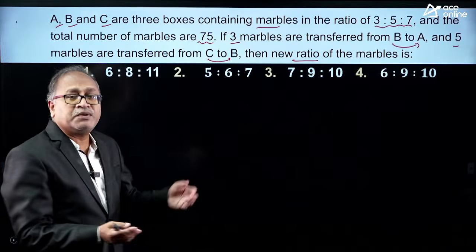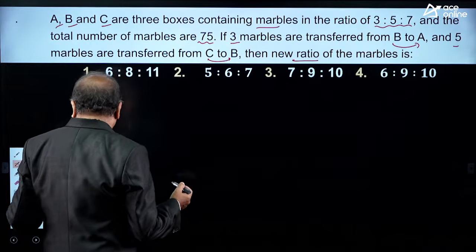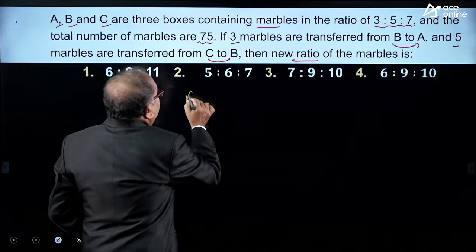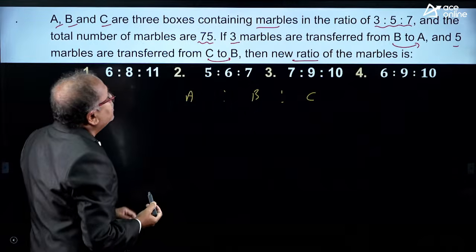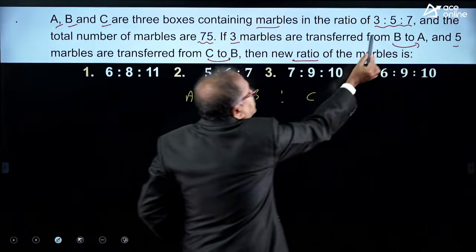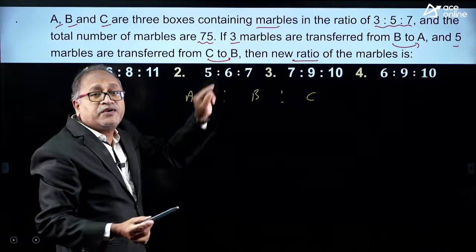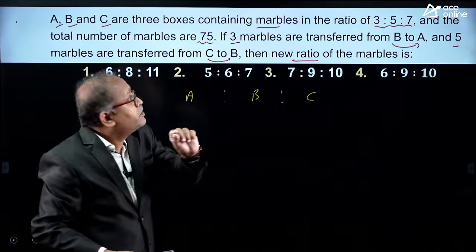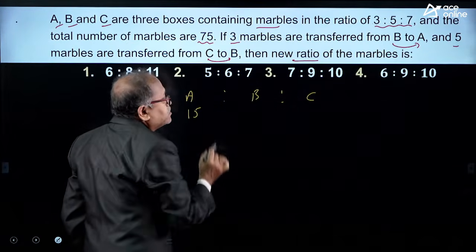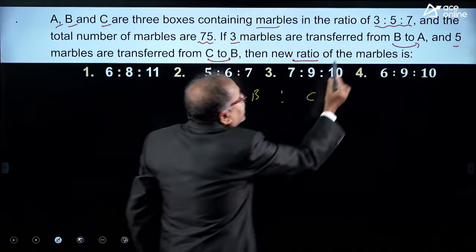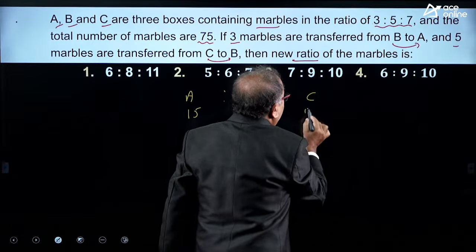This is a basic question. I will explain it, but there is nothing to learn in this particular question. Still, I gave this question to you. That is A is to B is to C, and what is the total? That is 7, 10 and 15. Divide this 75 by 15, you are getting 5. And 5 into 3, that is 15 marbles in box A. And 5 into 5, that's 25. And 5 into 7, that is 35.